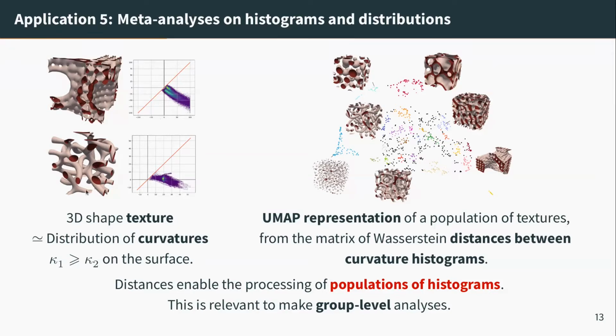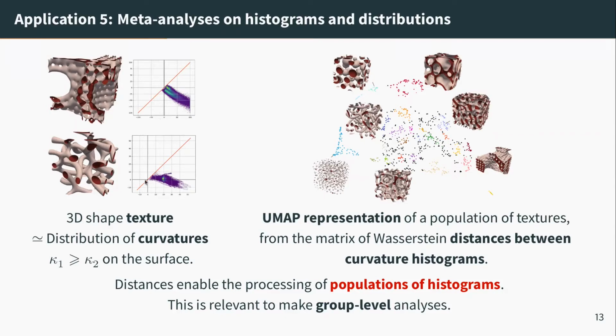Alternatively, here, it's a shape texture where you have more tubular shapes. I mean, the neighborhoods of most points locally look like a cylinder. So if you take a point at random, chances are that kappa 1 is positive and kappa 2 is equal to 0.